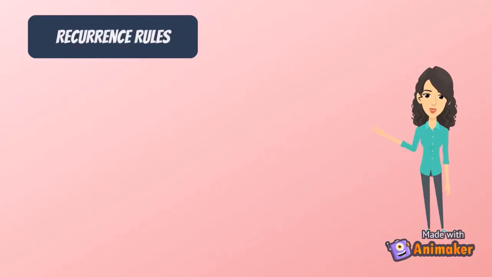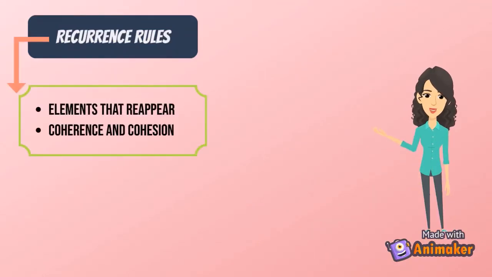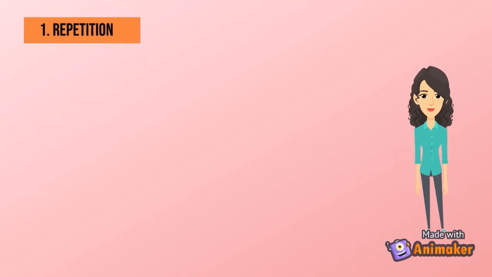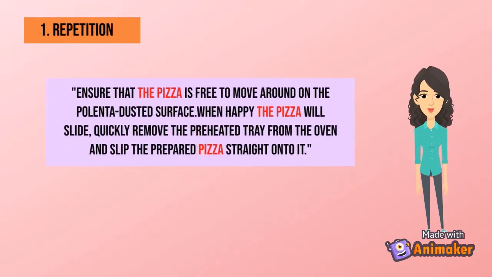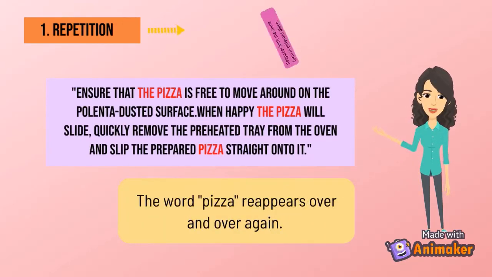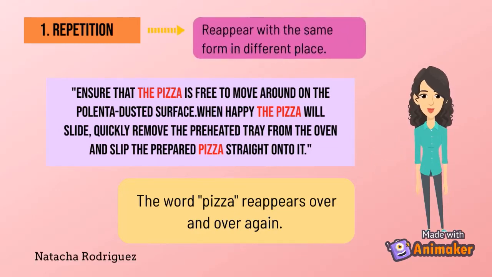Now, let's move on to the recurrence rules. Recurrence rules are elements that reappear in order to create coherence and cohesion. One type of recurrence rule present in the text is repetition. Look at the following example. In this paragraph, the word pizza reappears over and over again with the same form but in a different place.